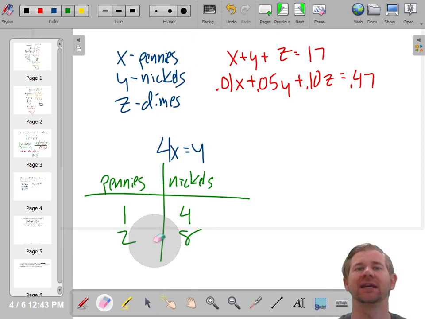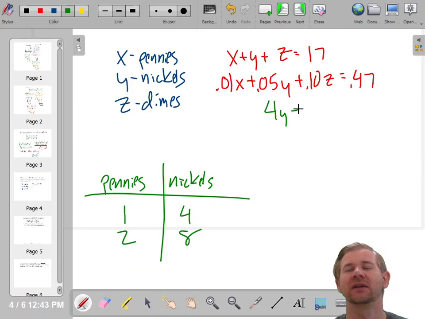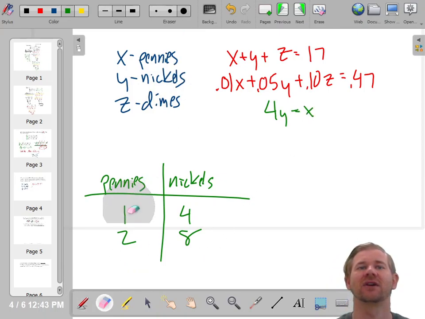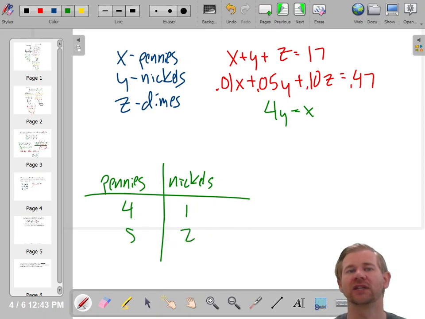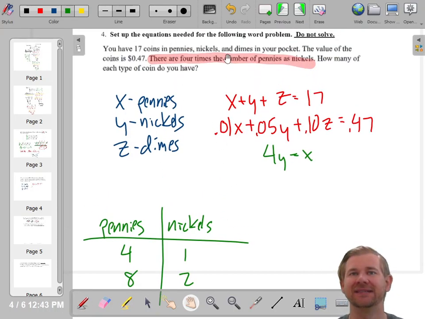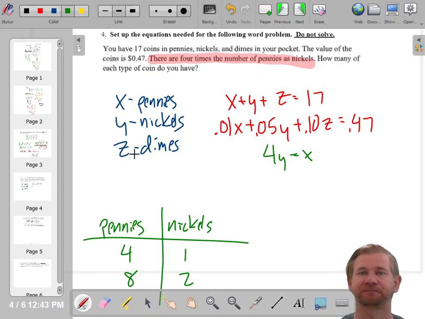What you need to do is flip this and say, this is 4y equals x. And then you can start to say, okay, if there is 1 nickel, if you plug in 1 for y, 4 times 1 gives you 4. If you plug in 2 for y, 2 times 4 gets you 8. That's what I want. Okay, so since there are more pennies, you need to multiply the number of nickels by 4. And that's by far the trickiest part in this problem.